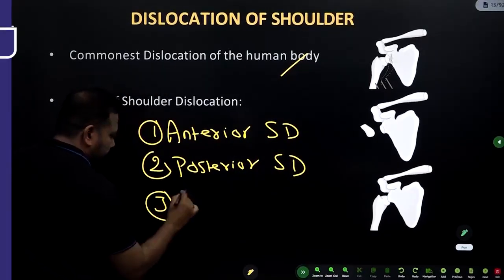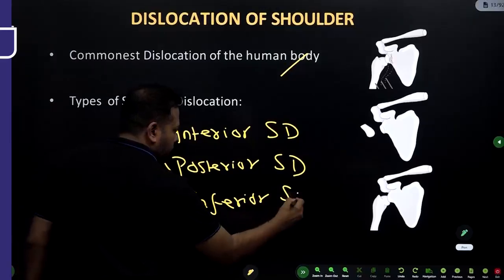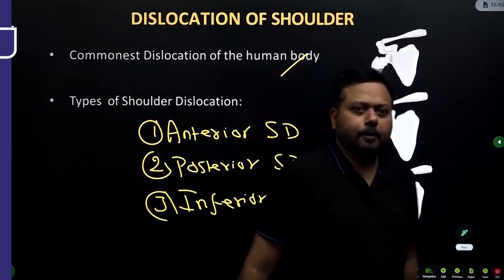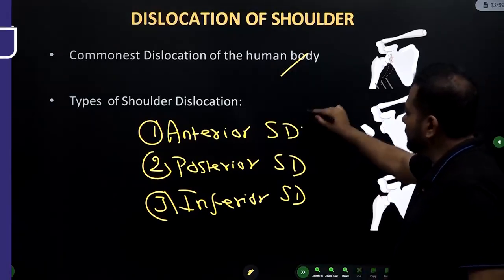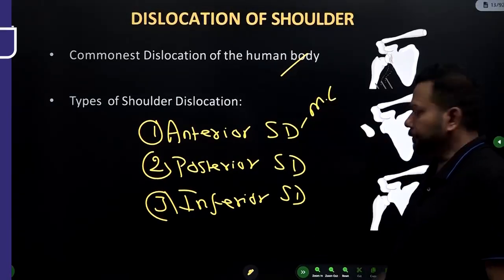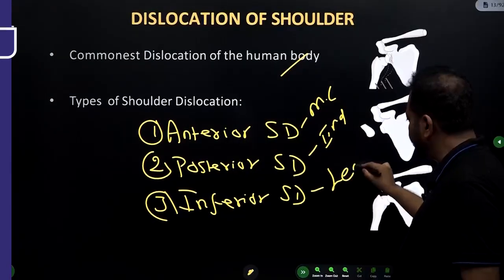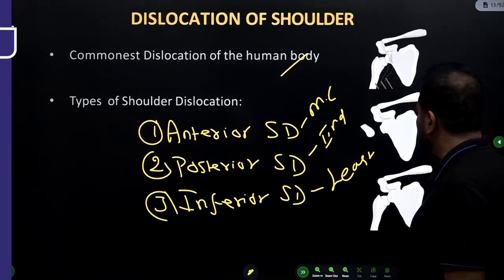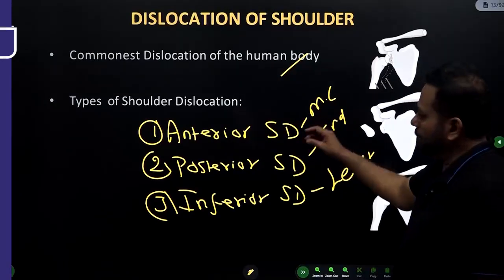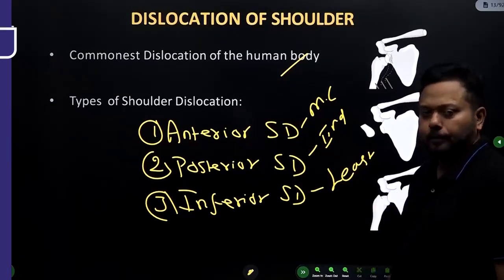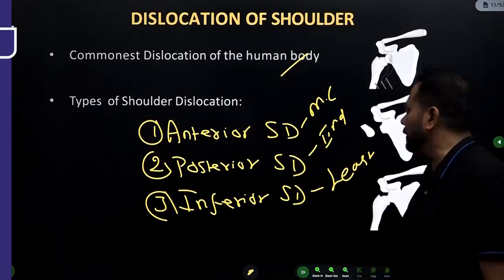Number 3, inferior shoulder dislocation. There are 3 types: anterior, posterior, inferior. Anterior is the most common, posterior is the second most common, and inferior is the least common shoulder dislocation. So anterior, posterior, inferior. The most common is anterior shoulder dislocation, the least common is inferior shoulder dislocation.